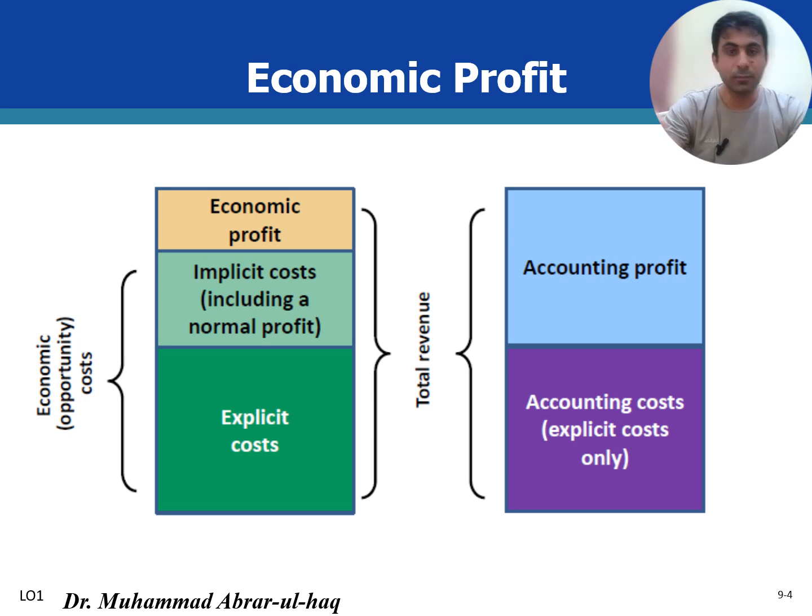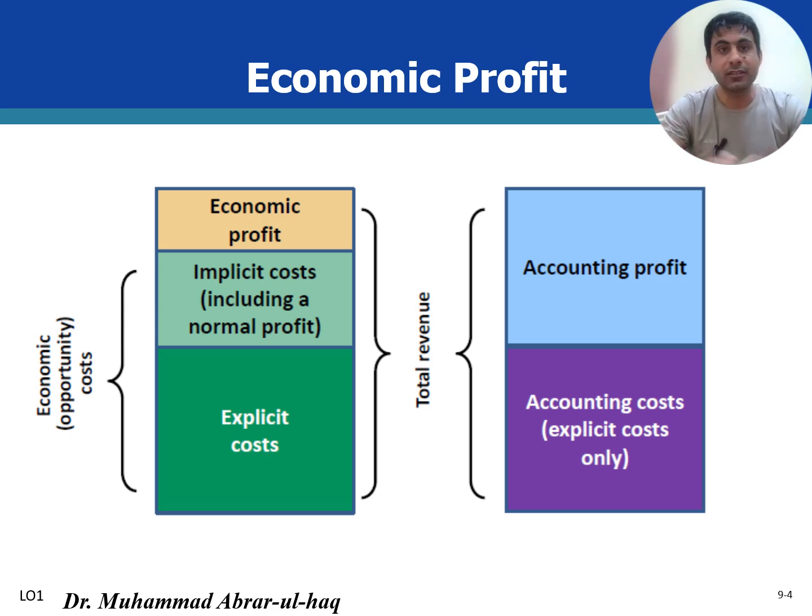When we are analyzing a business's profitability, it is essential to distinguish between economic profit and accounting profit. As we discussed in the previous slide, economic profit considers a comprehensive view of cost and is defined as the difference between total revenue and economic cost. So economic cost consists of implicit cost and explicit cost.